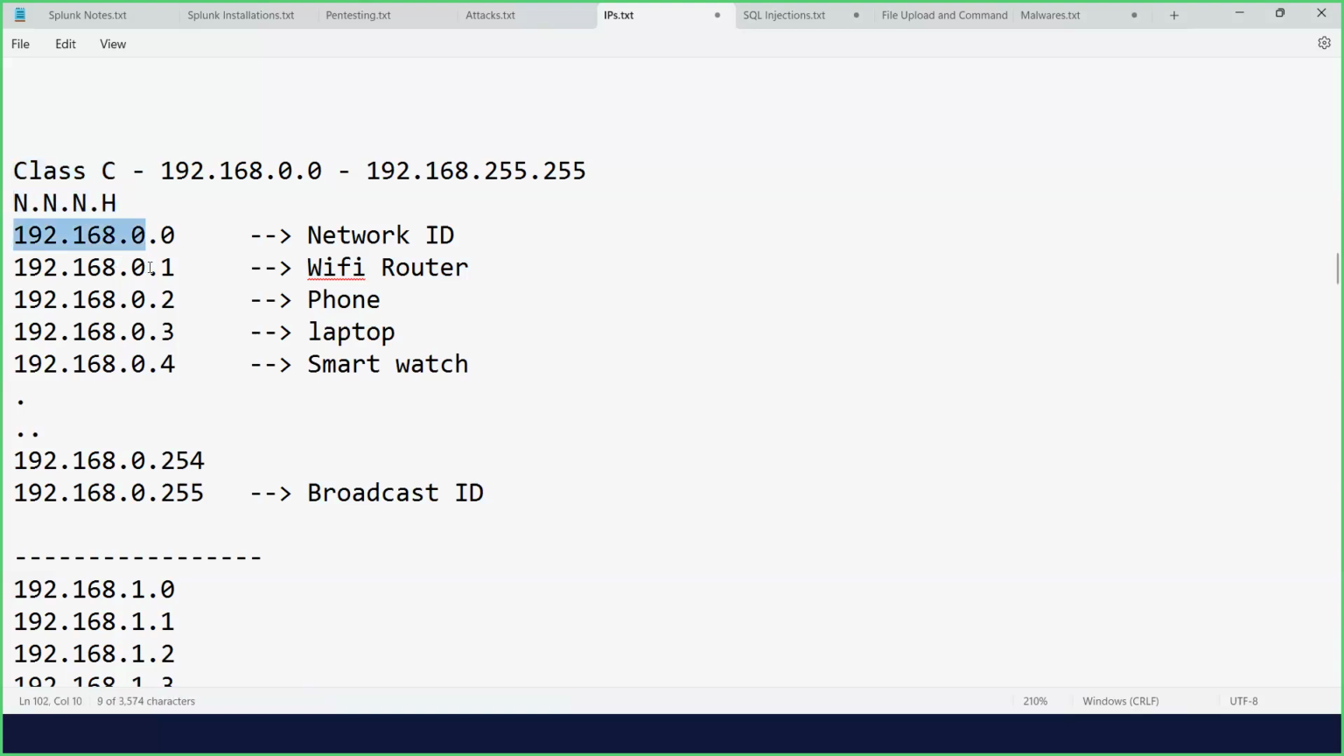First 3 portions indicate the network portion, which gives you the identity for the entire network. Last portion indicates the host portion, which gives the identity for each unique host in that network, each unique device in that network connected. Okay.